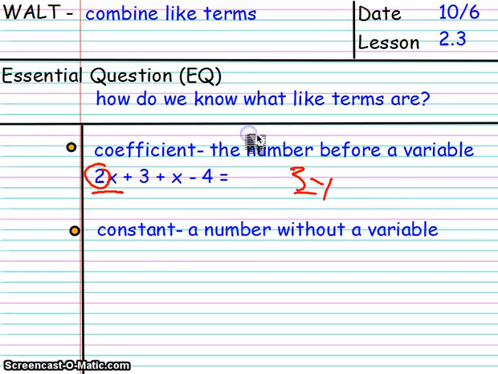And the next term is the constant. If we look at the expression up above, we do have just a 3, that's just a number by itself, and a 4, and that's actually a negative 4. We're subtracting 4. So those two numbers are constants because those are just numbers without variables.